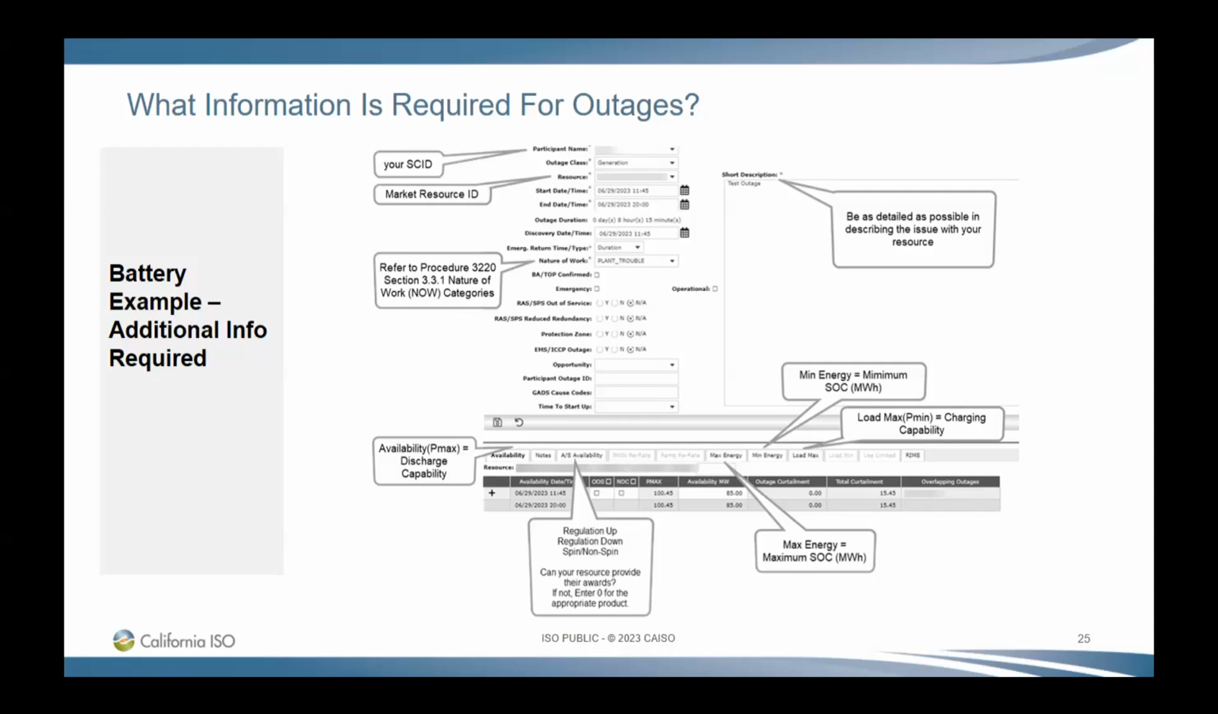Then you're also going to want to add into the ADS, since this is a battery resource, your max energy, and that is going to be your maximum state of charge in megawatt hours. You'll also want to put in your minimum energy, which is the minimum state of charge in megawatt hours, and your load max PMIN, which is your charging capability. So again, especially once this presentation is provided, I really encourage you to take this information and roll it into your internal procedures to make sure that you're capturing this data that needs to be submitted for battery outages.